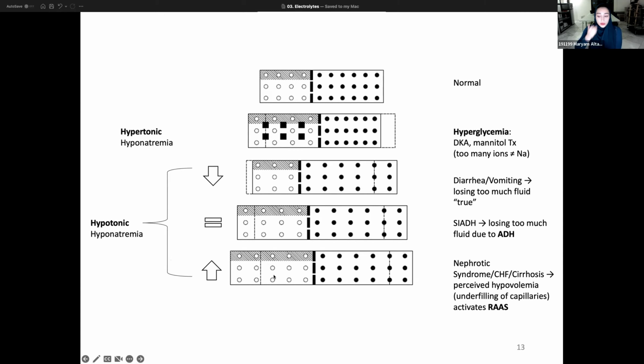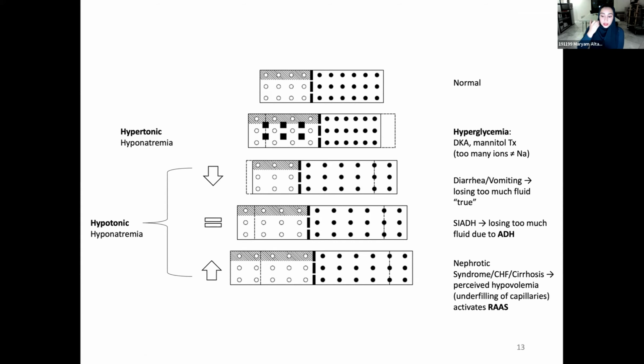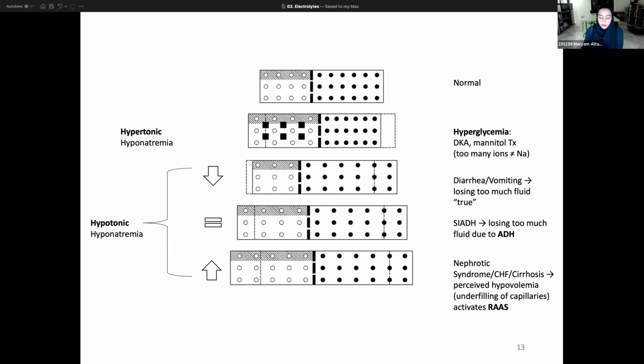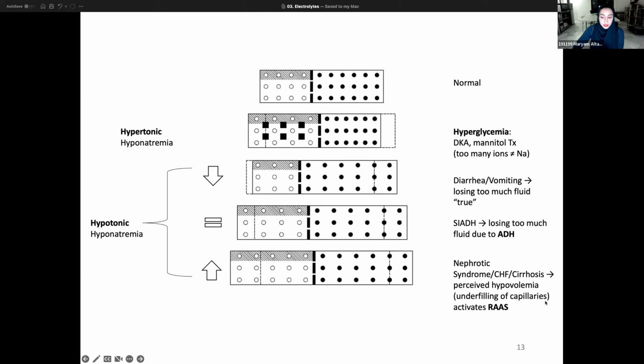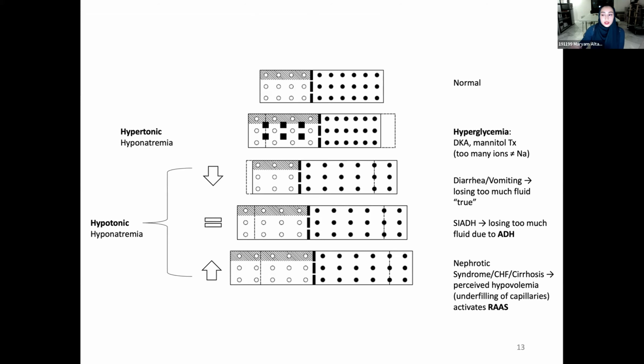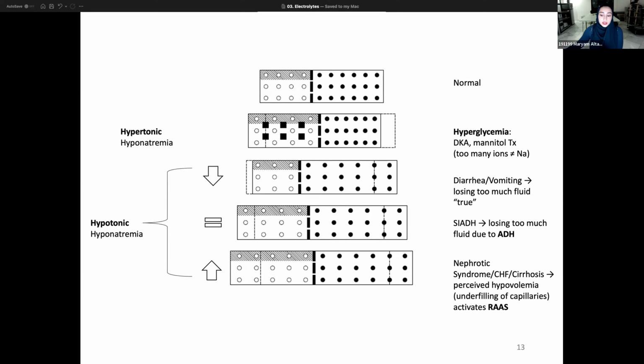Okay. And when you have an overload of fluid, basically the problem here is what we call a perceived hypovolemia. For example, patient has nephrotic syndrome, or maybe a better example is congestive heart failure. Okay, so this patient has a congestive heart failure. So because there's a heart failure, the heart is unable to pump properly. However, you have a lot more fluid in the body. And the reason that happens is the capillaries are underfilled. So when the capillaries are underfilled, your body thinks there's hypovolemia because the ends of the receptors are not receiving enough fluid. But it's not really hypovolemia. It's just that the heart is not pumping properly enough.